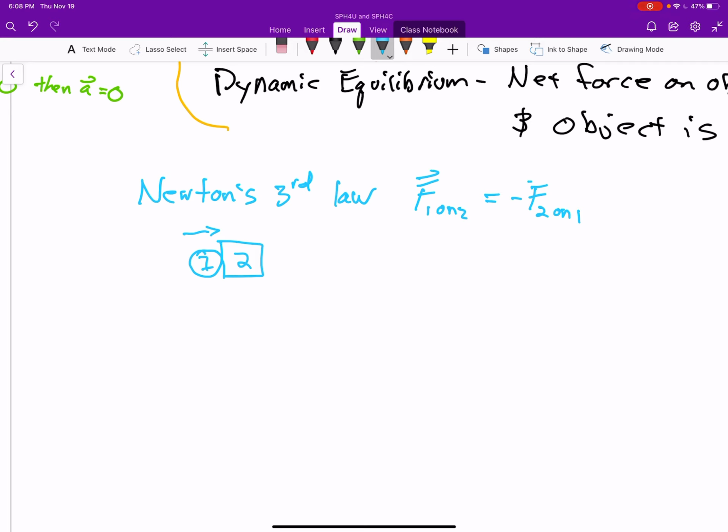And these are vectors, right? So we have two forces that are opposed. We have force 1 on 2 over here, and then we have the force of 2 on 1. They have the exact same value, but they're opposite in direction. You can see that 1 pushes 2 to the right, but then 2 immediately pushes back on number 1 to the left, right? That happens with all objects, and that's Newton's third law.